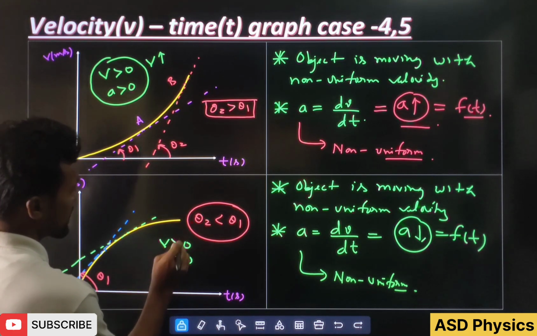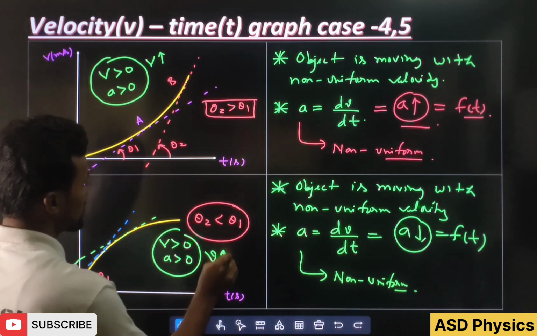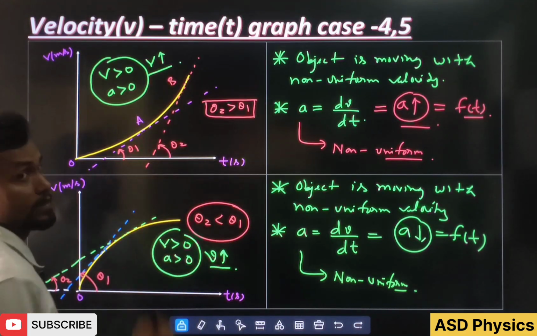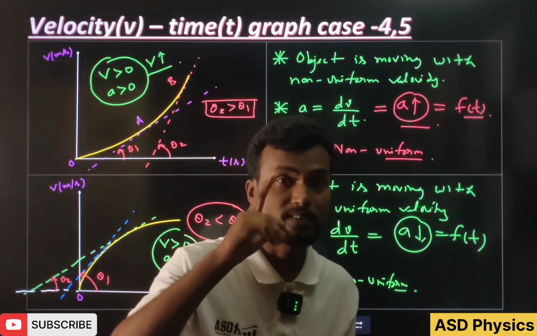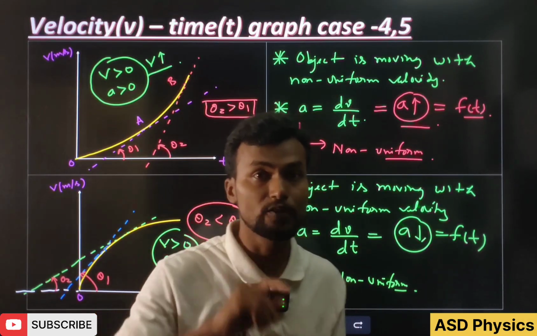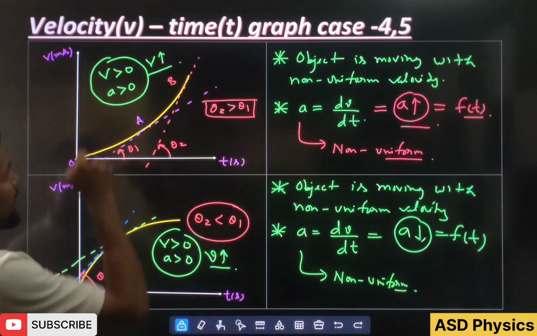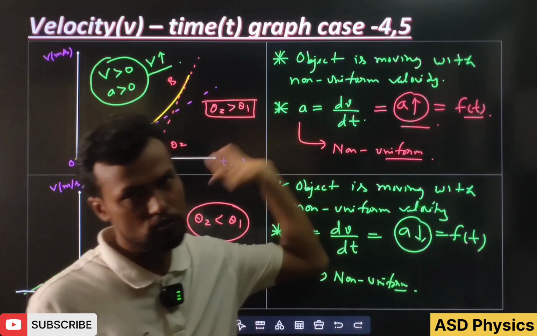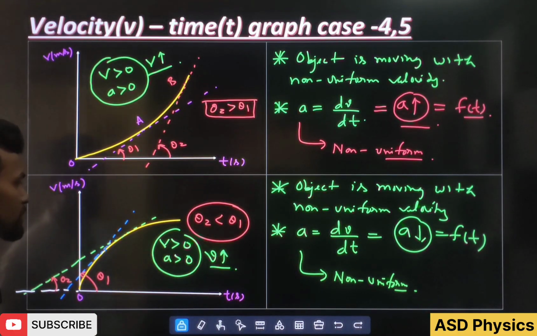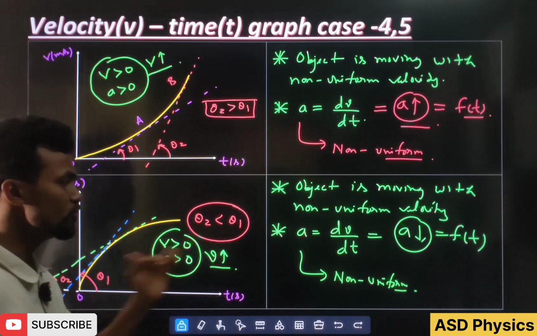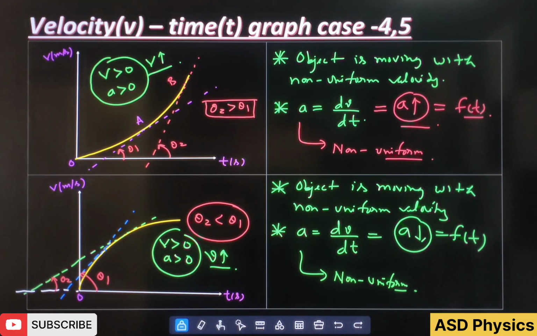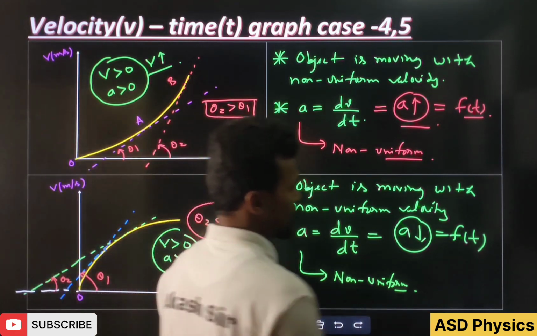Here also the velocity is increasing. It does not depend on whether the acceleration is increasing or decreasing. It also depends on whether it is positive or negative. So here velocity positive, acceleration positive, increasing but positive, so velocity increasing. Here also velocity is positive, acceleration is decreasing but positive anyhow, so velocity will increase. Is it, students? Great.